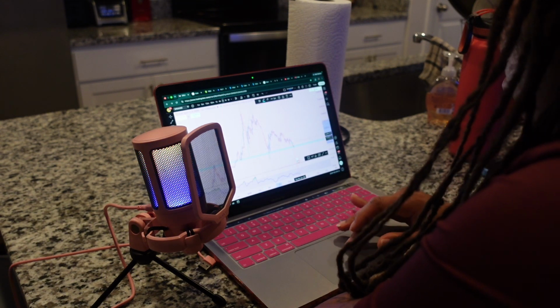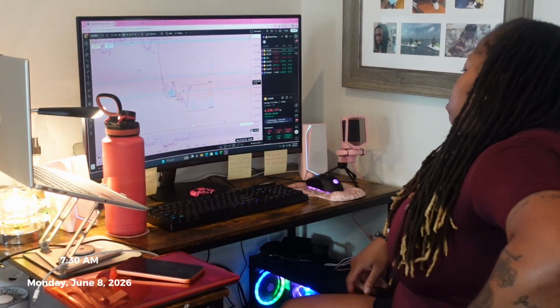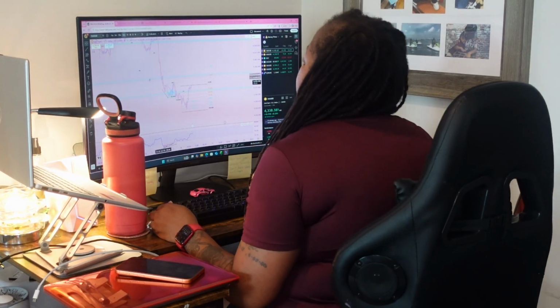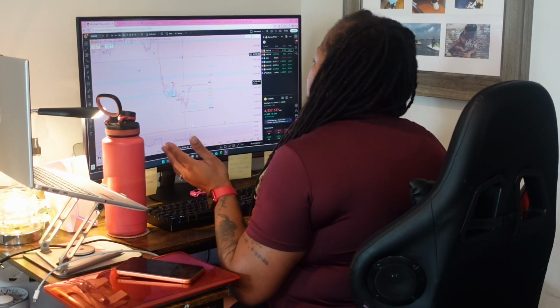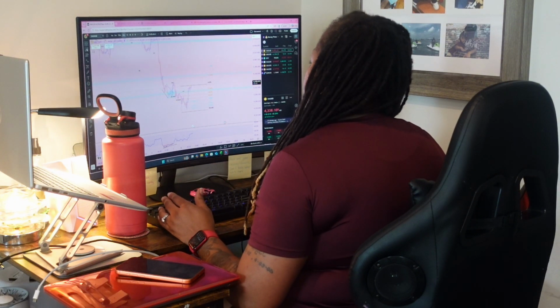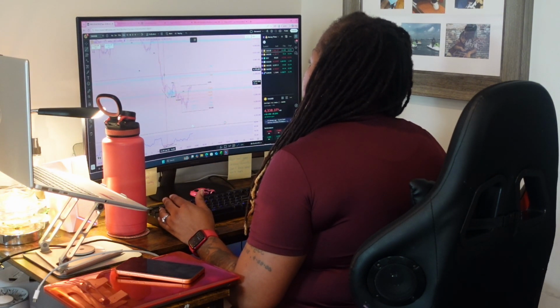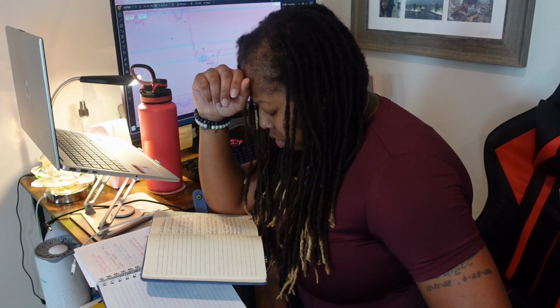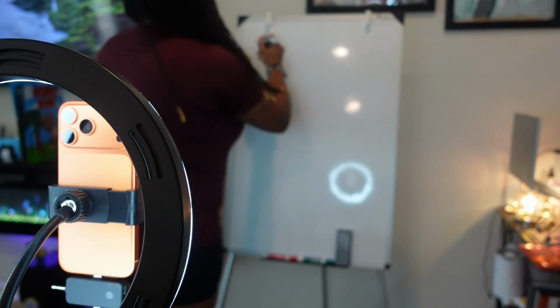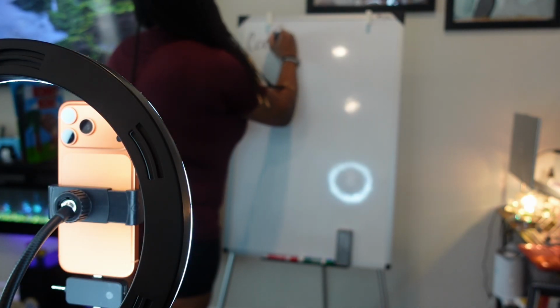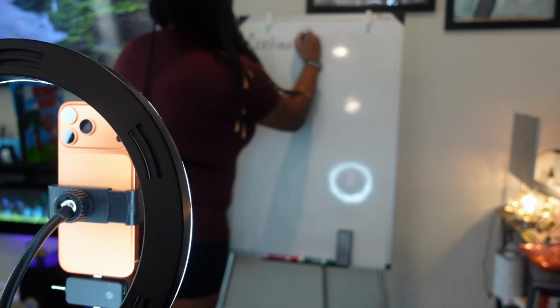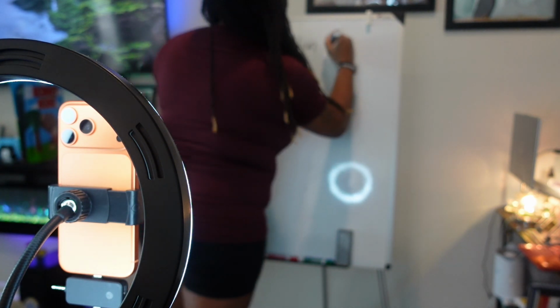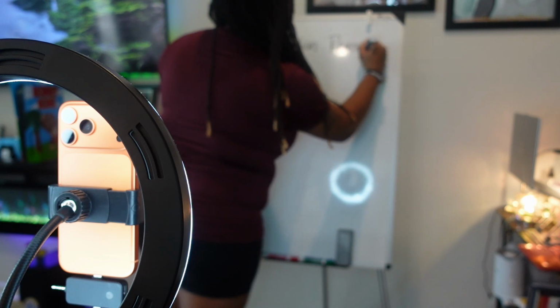Here, pushed up. So, we have our continuation, and then we have our reversal here.